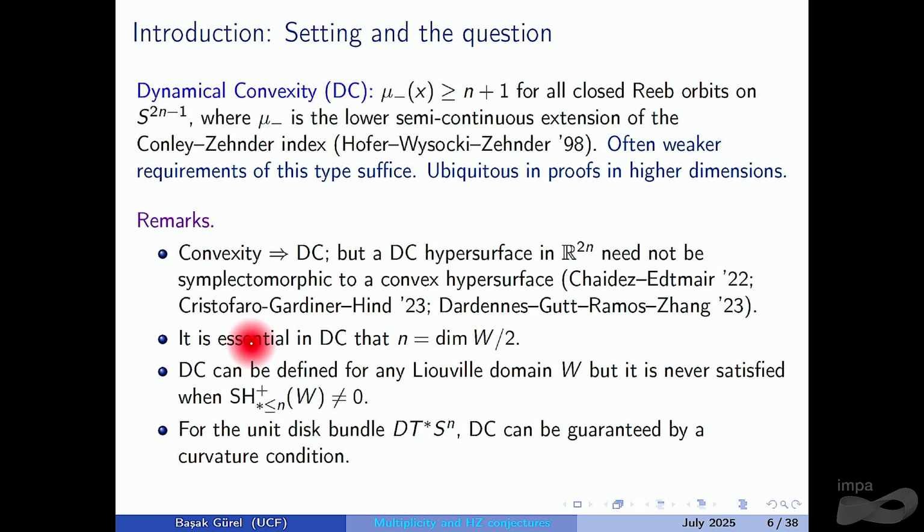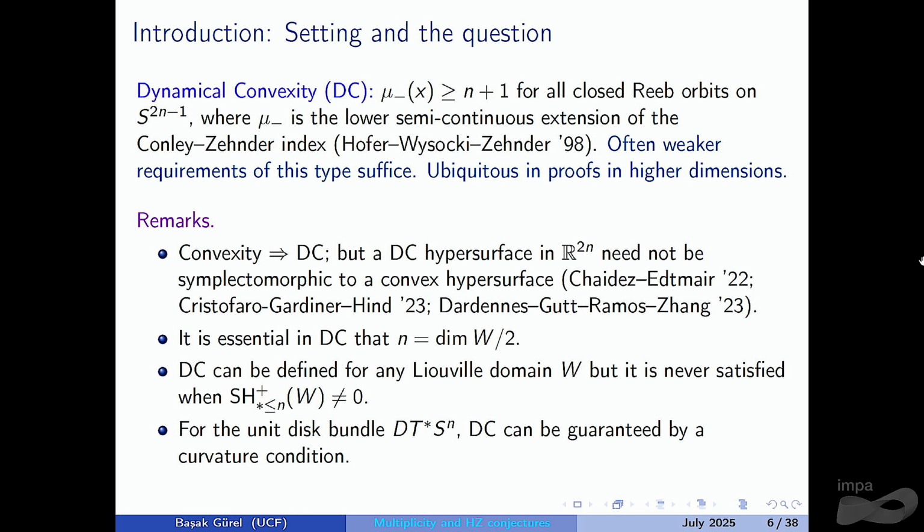Also, maybe it makes sense to note that in the condition, this n is important: it's half the dimension of the domain. So we have, like, I and Victor, Leonardo and Miguel, Gutt and Kang, we have all results. You can prove results by replacing this by some other number, but then what you get is a different thing. If this number is less than n, you may get fewer orbits. If it's greater than n, then you don't have examples, etc. So n is actually important here.